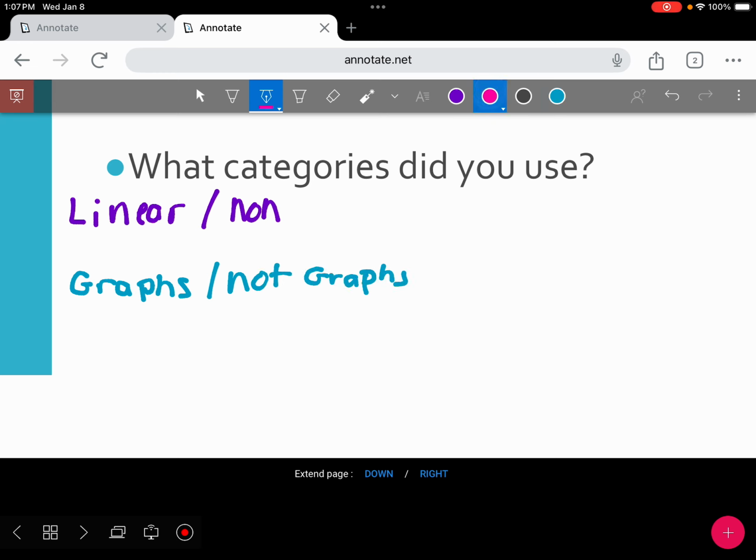What else did we use? There's not right answers here. There's not wrong answers here. I didn't give you the criteria. I just said categories. What'd you use? Equations and non-equations. Versus not.